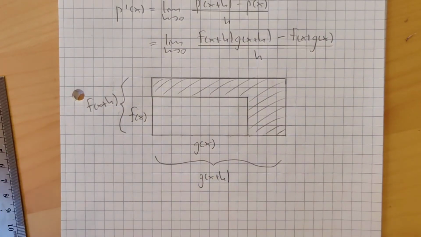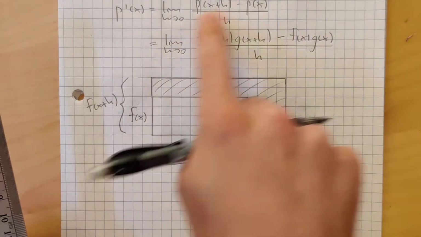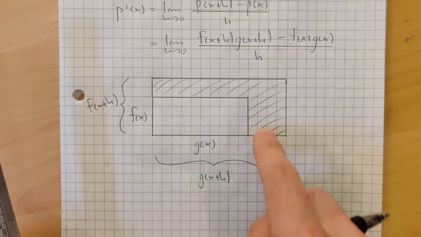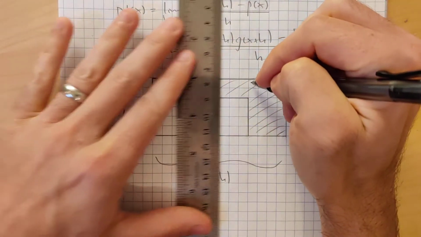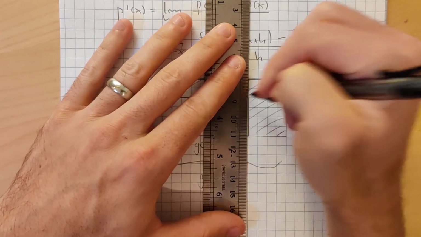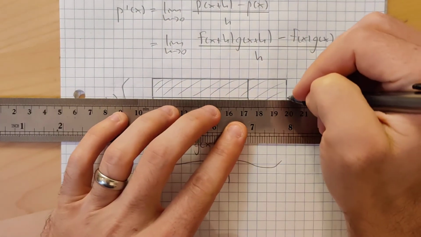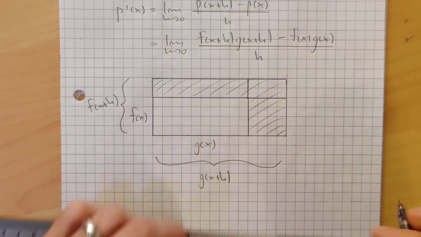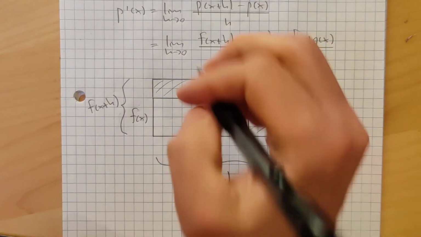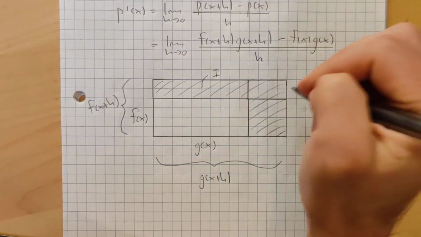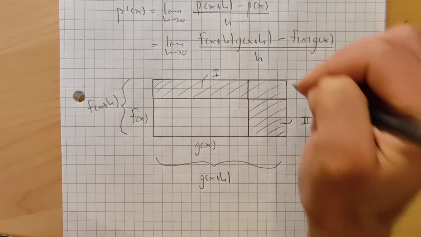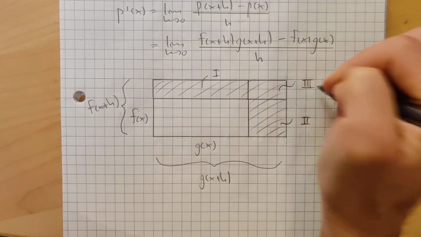Okay, and now see, this is the trick. We can rewrite this difference, which is this area, in a different way by splitting this area up into 3 pieces. So here are my 3 pieces. This piece right here, let's call this piece number 1. This piece right here, I'll call it piece number 2, and this piece right here, I'll call it piece number 3.